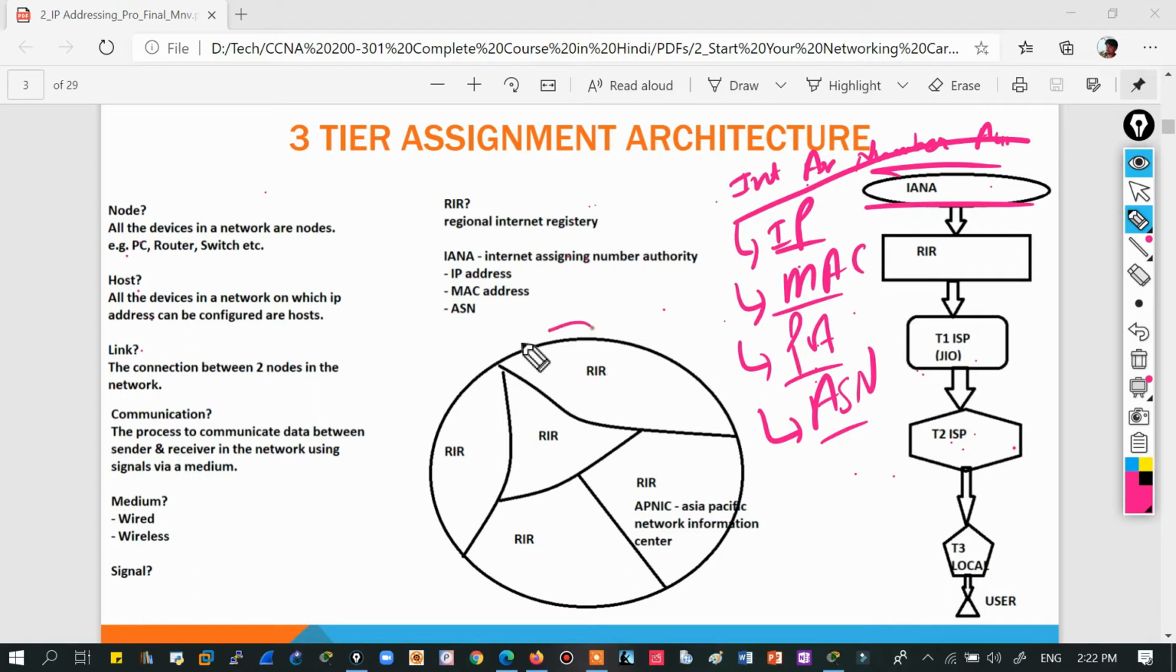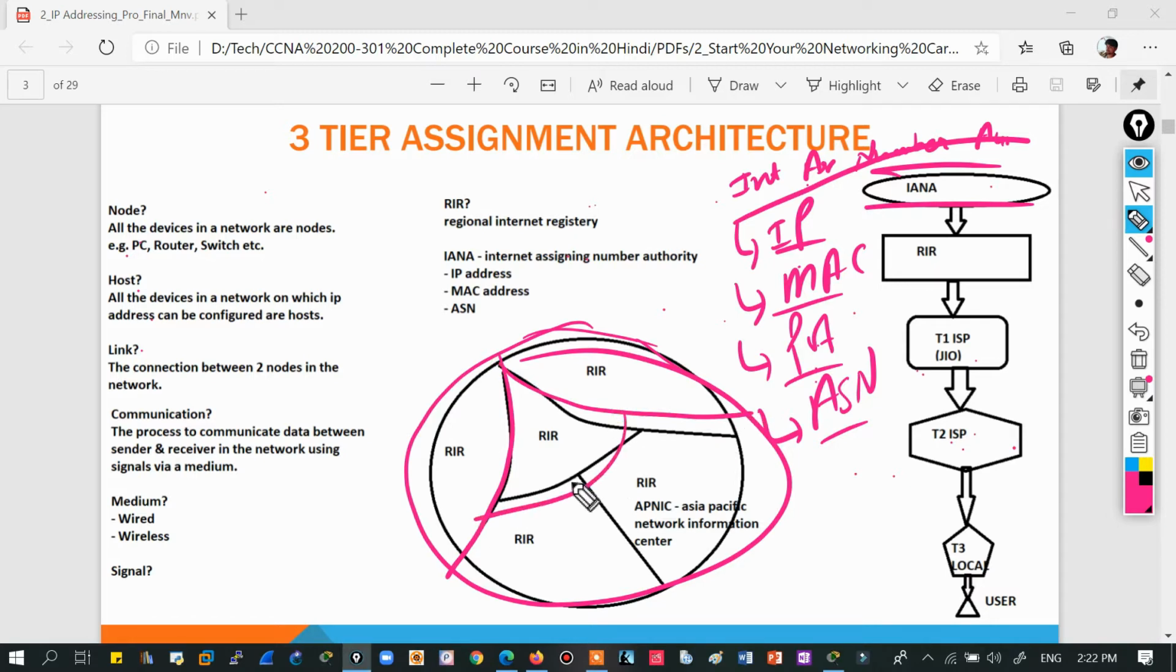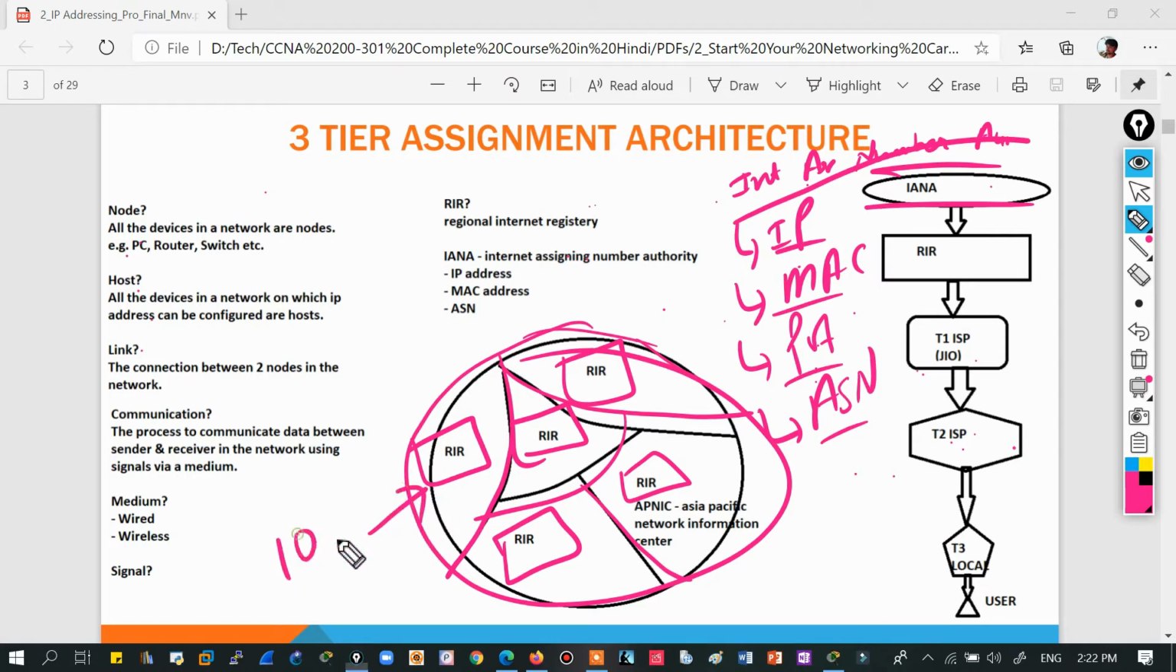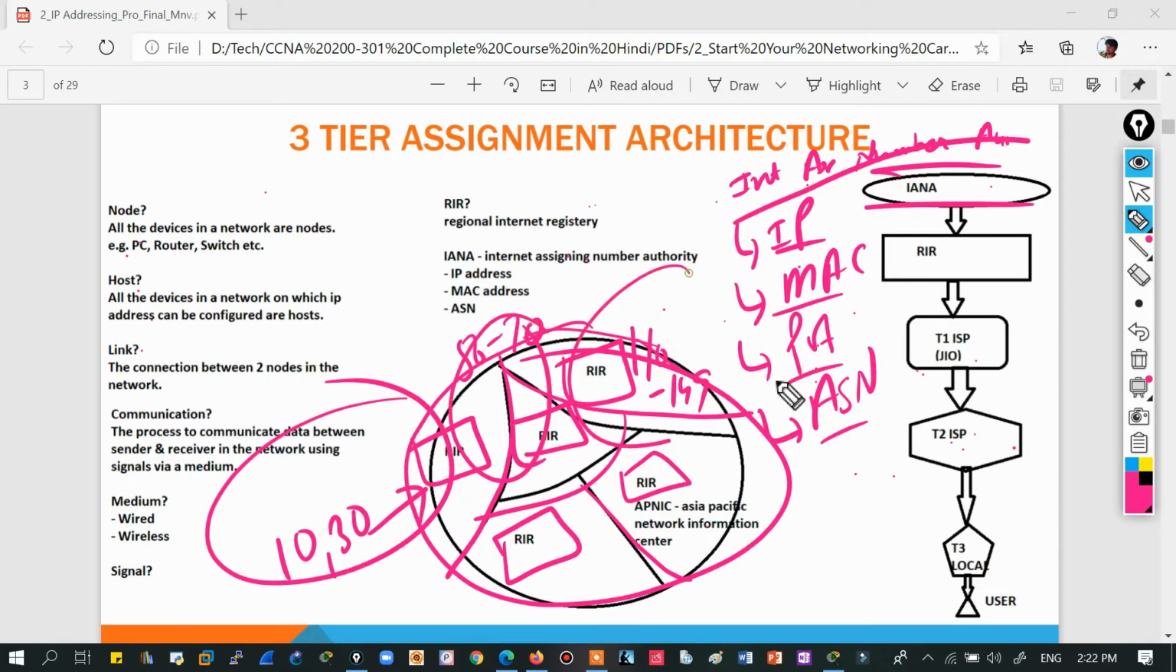Now if you see, this is the whole world, and to manage and distribute IP in the complete world, IANA has divided the world into 5 parts. These smaller entities are known as RIRs, Regional Internet Registries. From IANA, these RIRs get blocks of IP addresses. For example, this one got 10 to 30, this one got 50 to 70, this one got 110 to maybe 149. Like that, IANA distributed the IPs to the RIRs.